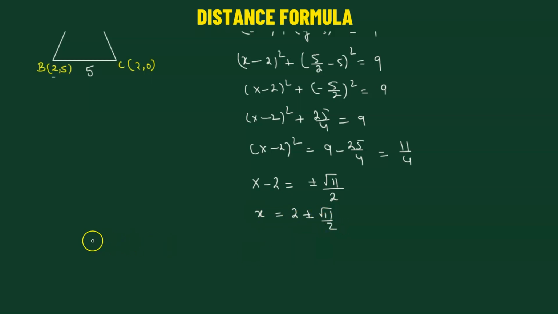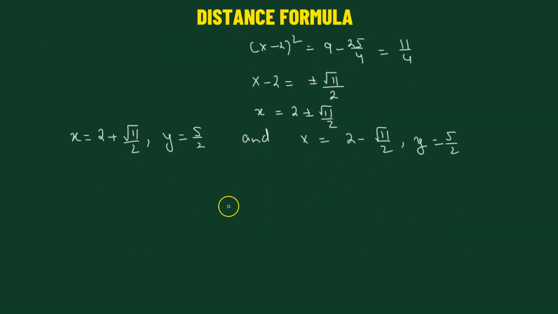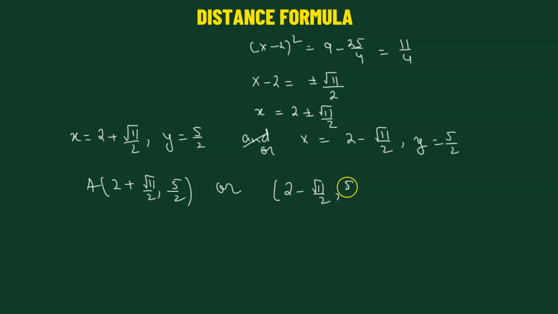So we have obtained the values. When x equals 2 plus square root of 11 over 2, y is 5 over 2. And when x equals 2 minus square root of 11 over 2, then y also corresponds to 5 over 2. So these are the possible vertices. One vertex will be (2 plus square root of 11 over 2, 5 over 2), or the other vertex could be (2 minus square root of 11 over 2, 5 over 2).